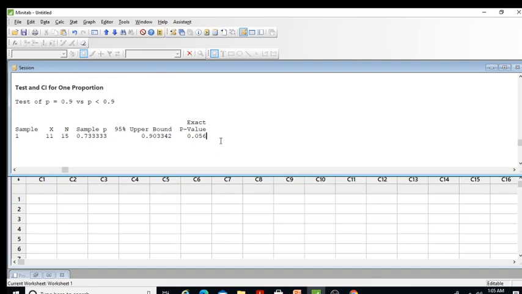We cannot reject the null hypothesis. This is the conclusion we have drawn, and this is a one sample test for a proportion. The rejection area can also be worked out using the probability graph, and this is how we have to do it in Minitab. So this is where I end this lecture.